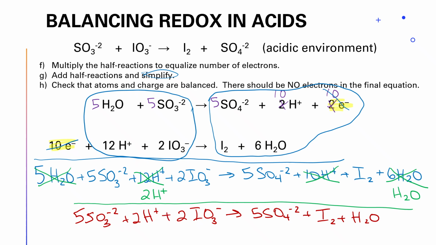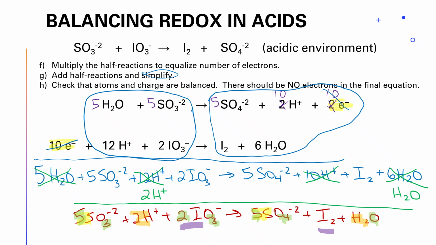I have, let's see, 5 sulfurs, 5 sulfurs. Those are good. I have 5 times 3, which is 15 oxygens, plus 2 times 3, which is 6. That's 21 oxygens on the left. 5 times 4 is 20, plus 1 is 21 oxygens on the right. 2 hydrogens on the left, 2 hydrogens on the right. And last but not least, I've got 2 iodines on the left and 2 iodines on the right.